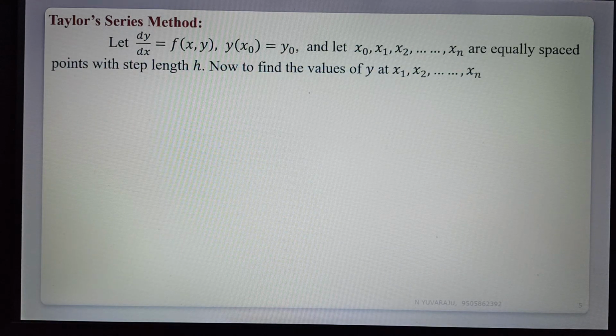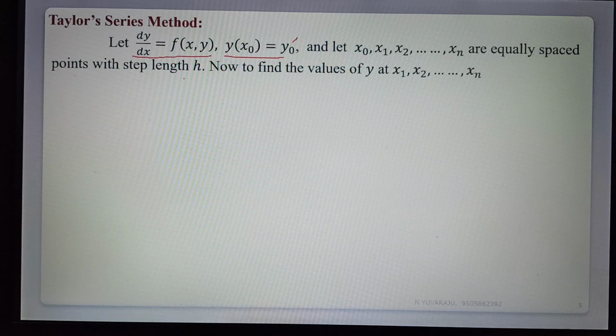Let dy by dx is equal to f of x comma y, with y of x naught is equal to y naught. This is the given first order differential equation with the initial condition y of x naught is equal to y naught. Next we assume x naught, x1, x2, up to so on xn are equally spaced points with the step length h. The differences between x1 and x0, x2 and x1, and so on must all be the same.